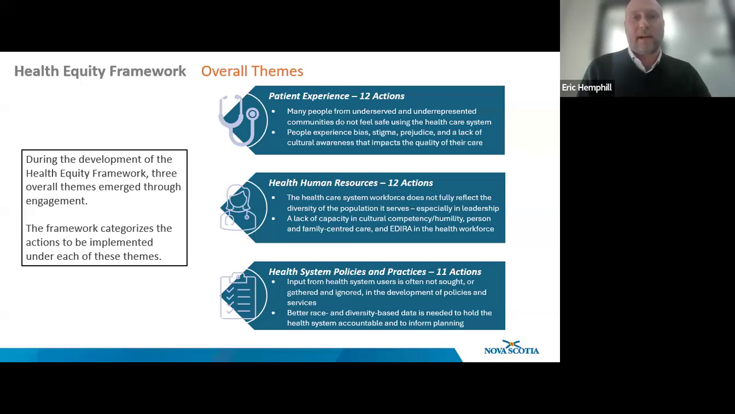We have a long ways to go in that. And so we need to be strategic about how we build that capacity, along with some of the more specific actions that are found elsewhere.